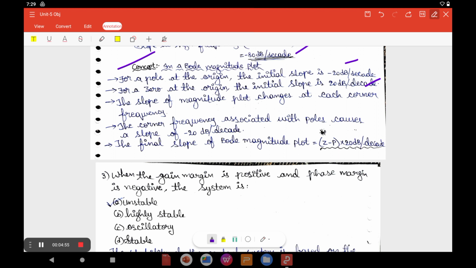At the same time, the corner frequency associated with the poles causes a slope of minus 20 dB per decade, right? And the final slope of the Bode plot is equal to (z minus p) into 20 dB per decade.